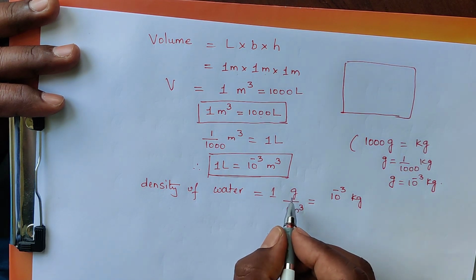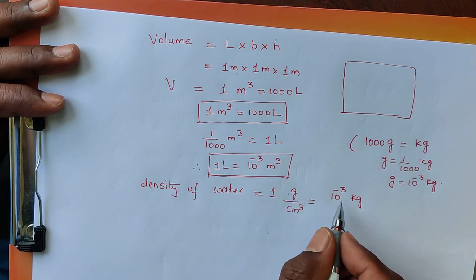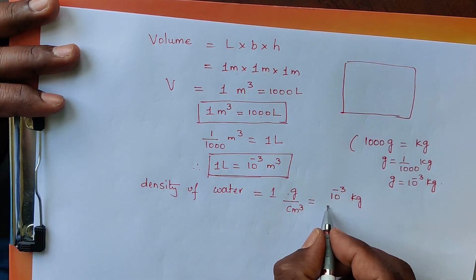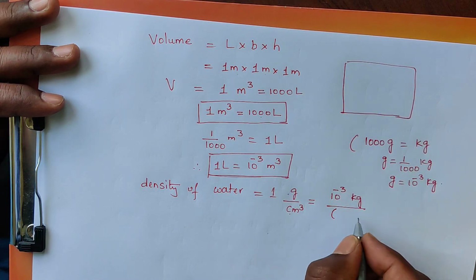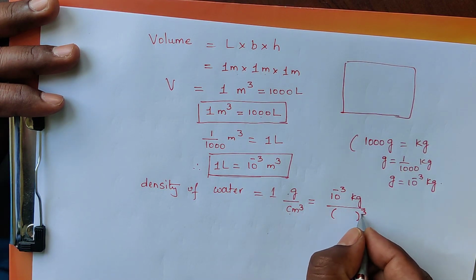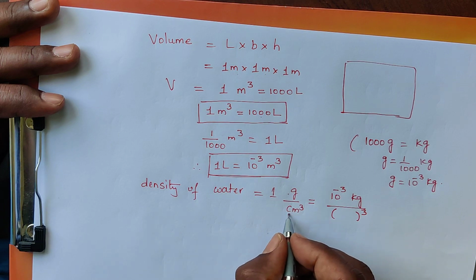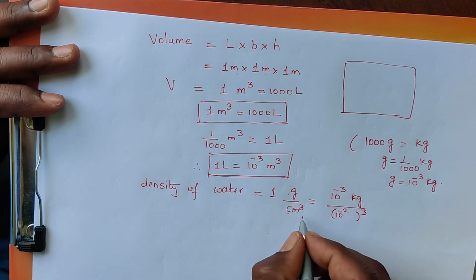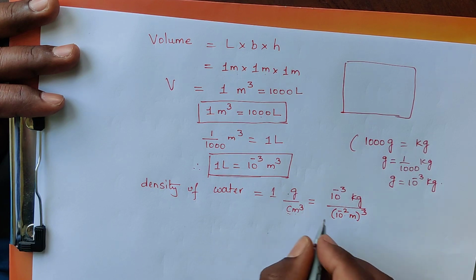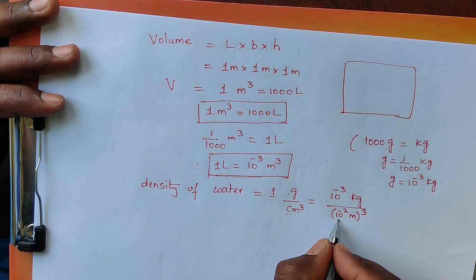That's why I have substituted directly here 1 gram equal to 10 to the power of minus 3 kg divided by centimeter whole cube. Now write the value of centimeter. Centi is nothing but 10 to the power of minus 2 meter as it is. Centi బదులు ఏం రాసిన నేను ఇక్కడ 10 to the power of minus 2 here.